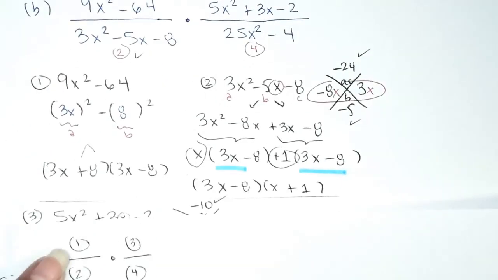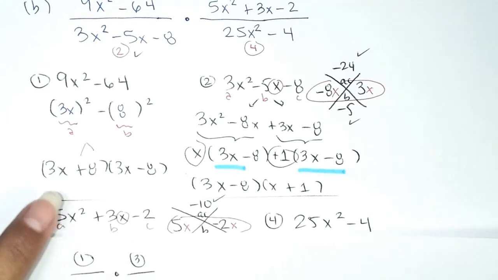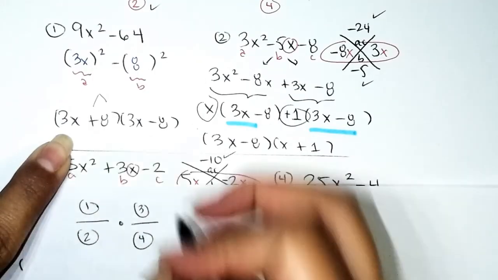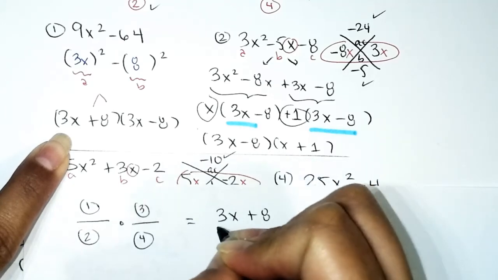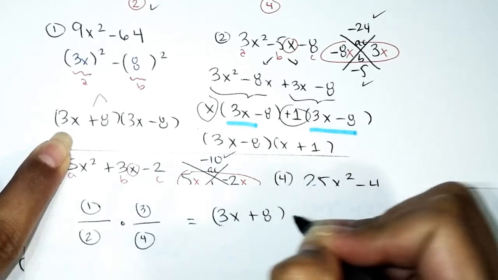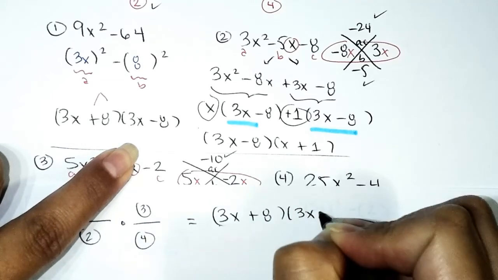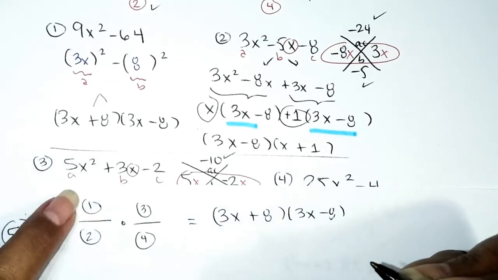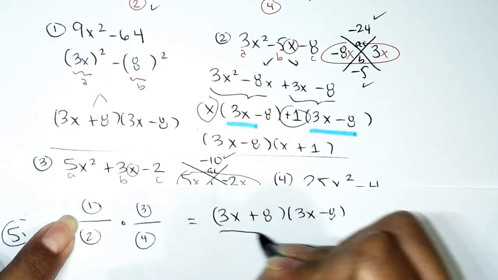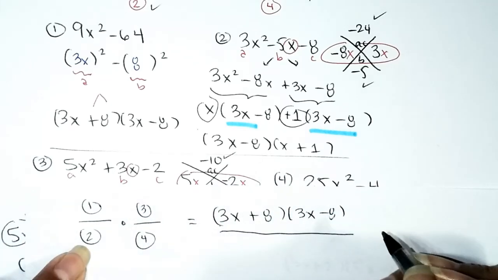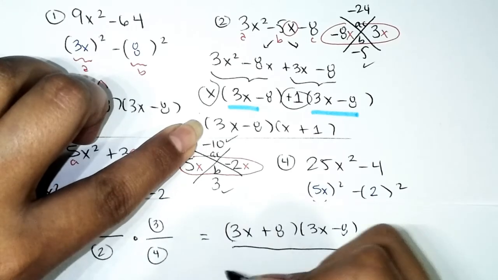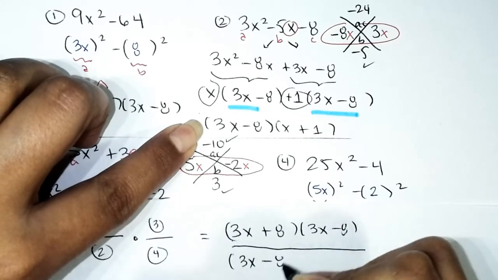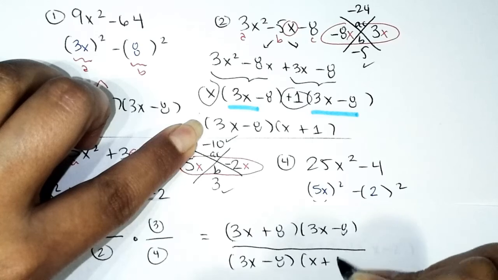What did polynomial number 1 factor to? It factors to that. So that gives us 3x plus 8, oh, sorry, times 3x minus 8. So that's 1. Now we're going to write that over what? 2. Where's 2? Right here. So 2 factors to 3x minus 8 times x plus 1.